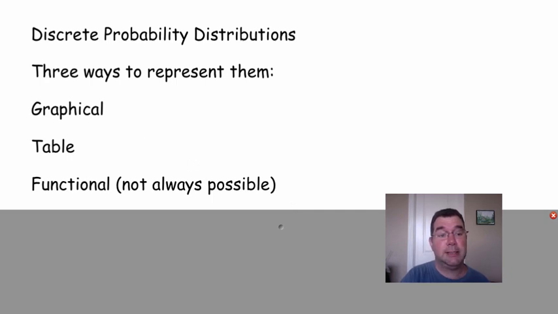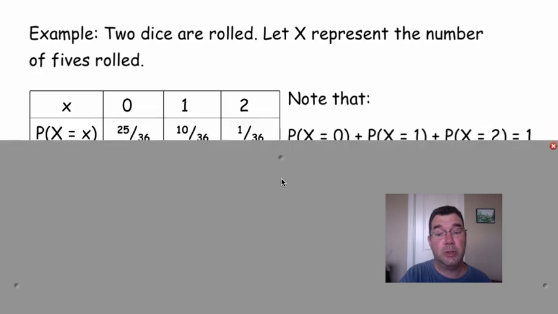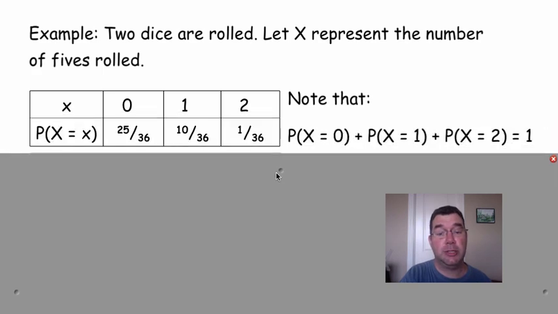So let's look at a situation where we have two dice being rolled, and x is going to be the number of fives that are rolled. Here's a table, and I want you to notice that the probabilities in that table always have to add up to 1. That way every possible situation is covered, and the total of the probabilities is always 1.